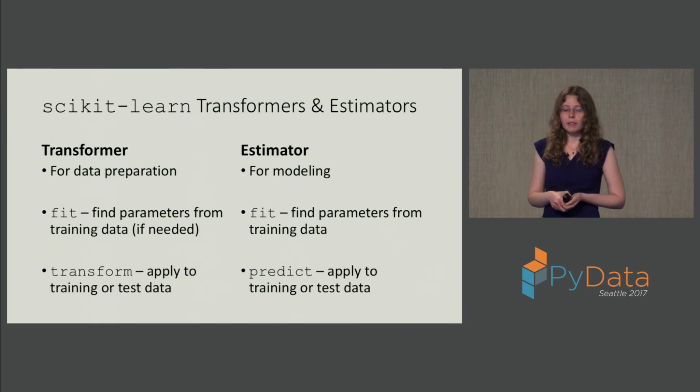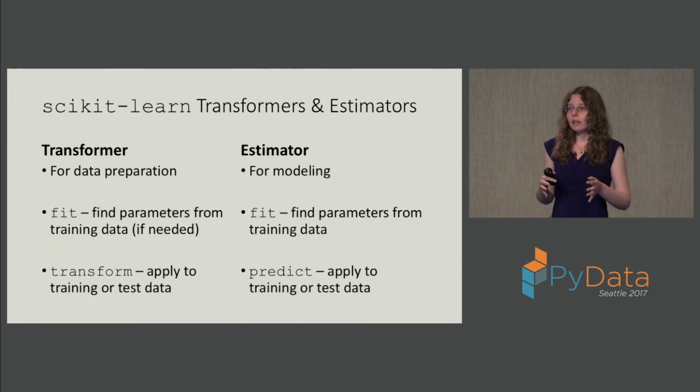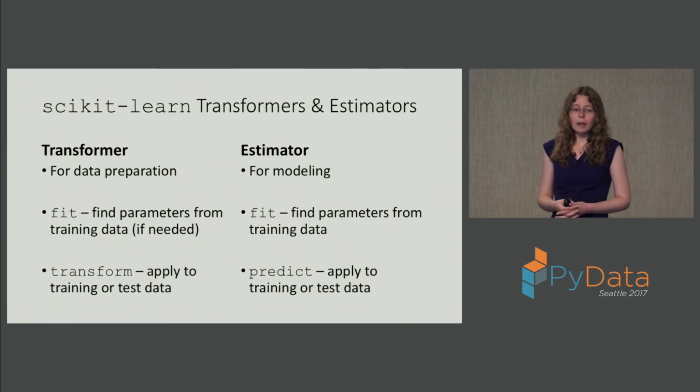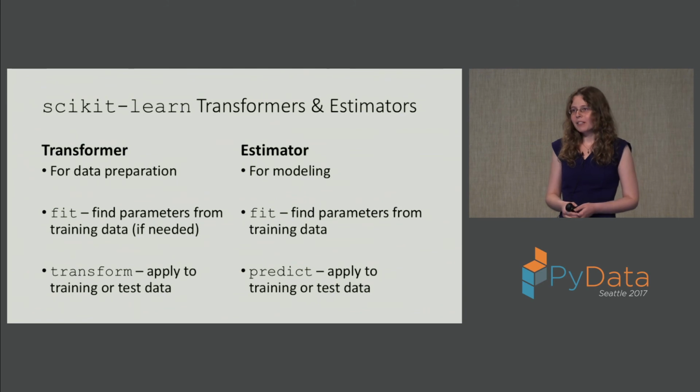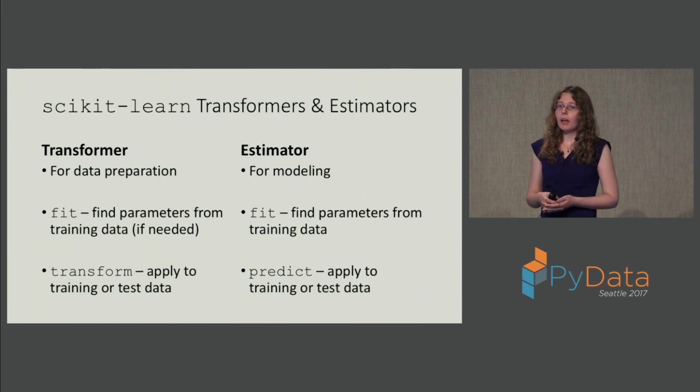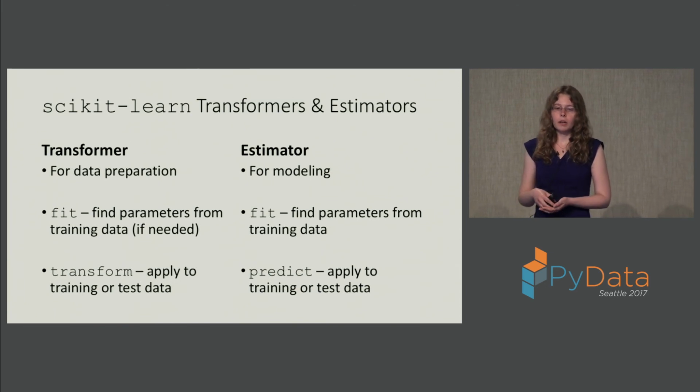They both have a fit method. And what this does is it takes the training data and finds all the parameters that the transformer or estimator needs to use in the future. And sometimes transformers don't need any parameters. And then the transformer has a transform method, unsurprisingly. And this applies the transformation to either the training data or test data or any new data set you want. And the estimator in parallel has the predict method, which applies the predictive model to the test or training data.